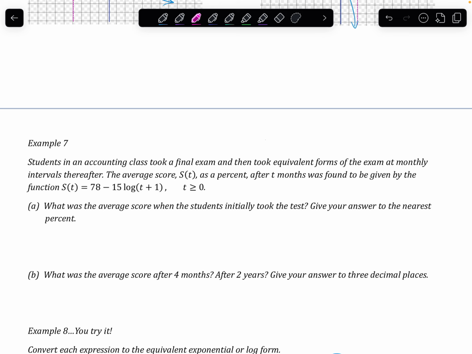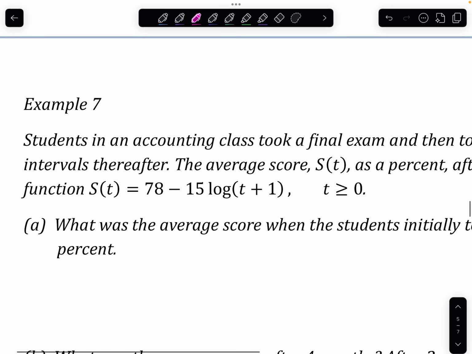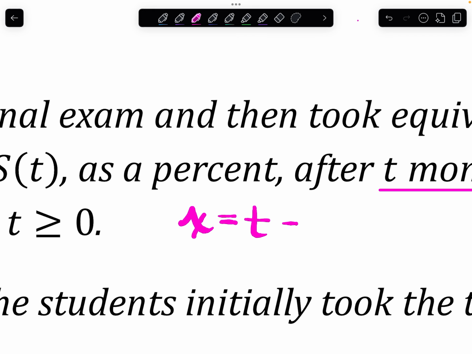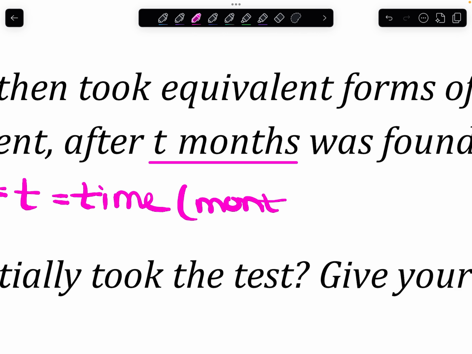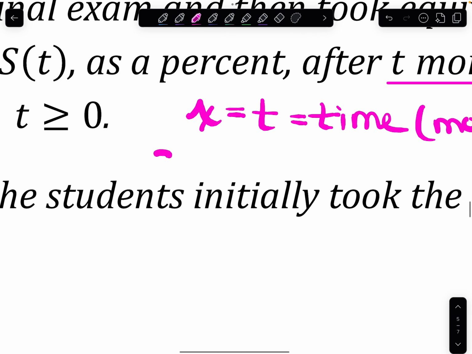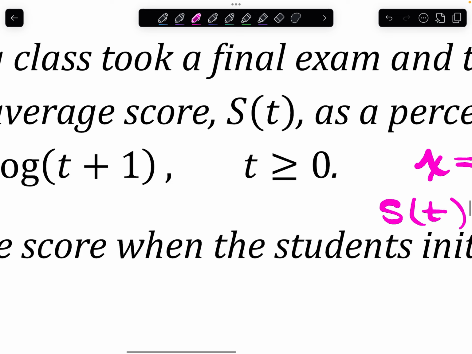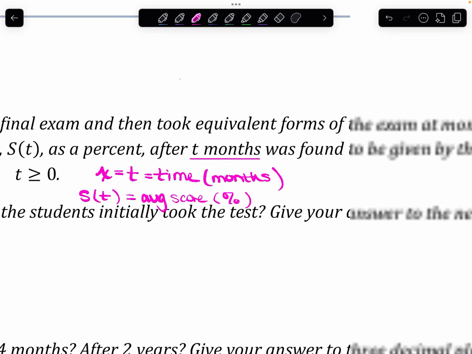Initially took the test. So again, you got to figure out X or Y. What do you know? What are you looking for? So if it's helpful, go highlight, mark something. So there's our X. Remember the inside is your X variable here. So we know this is going to be X. So X is T, which is time, and it's measured in months. And then it says S of t is the average score in a percent. So always know what your variables and units are.